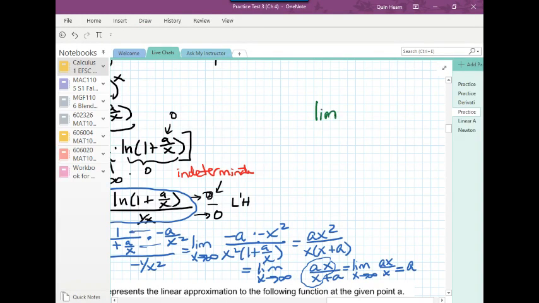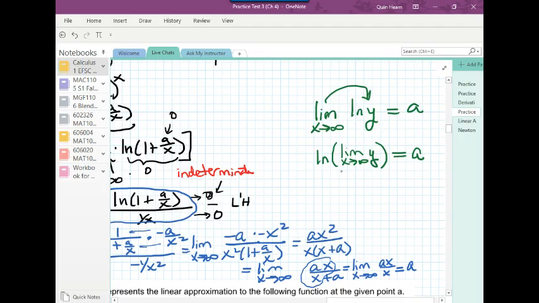All right, so whenever you have a rational function and you're taking the limit to infinity, we say the highest powers dominate. So what that means is we only need to look at the x terms, not the ones that don't have x's. So this is going to be the same as taking the limit as x goes to infinity of a x over x, which is going to just be the same as a.